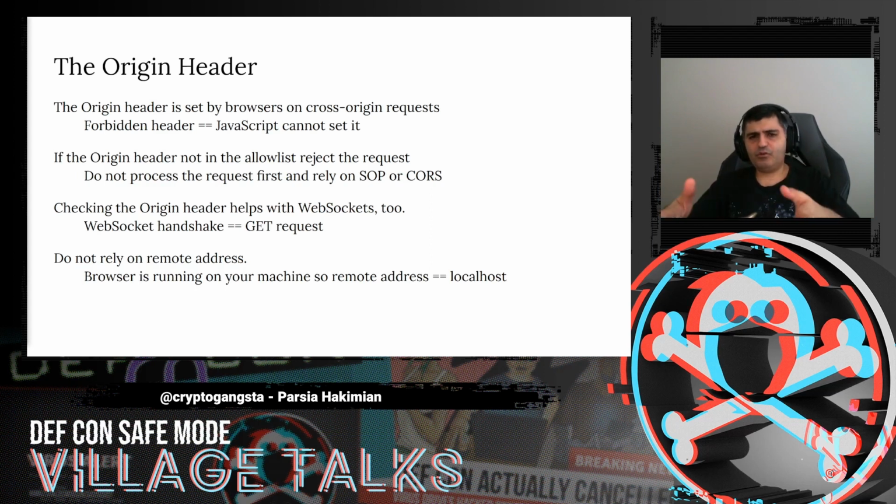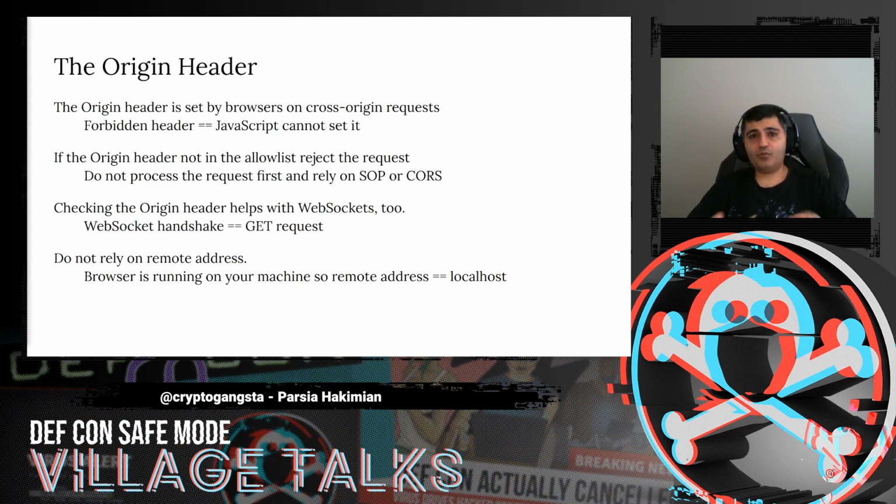So if you're a local web server, you see a request that comes in, you do not process the request before checking the origin header. You have an allow list of origins that are good. You check. If it works, then you let the request go through. Do not rely on same origin policy. We already know that the simple GET requests are going to go through. Do not rely on cross-origin resource sharing. We don't need to see the response. We sent a GET request, we got remote code execution. Check the origin header before processing the request.